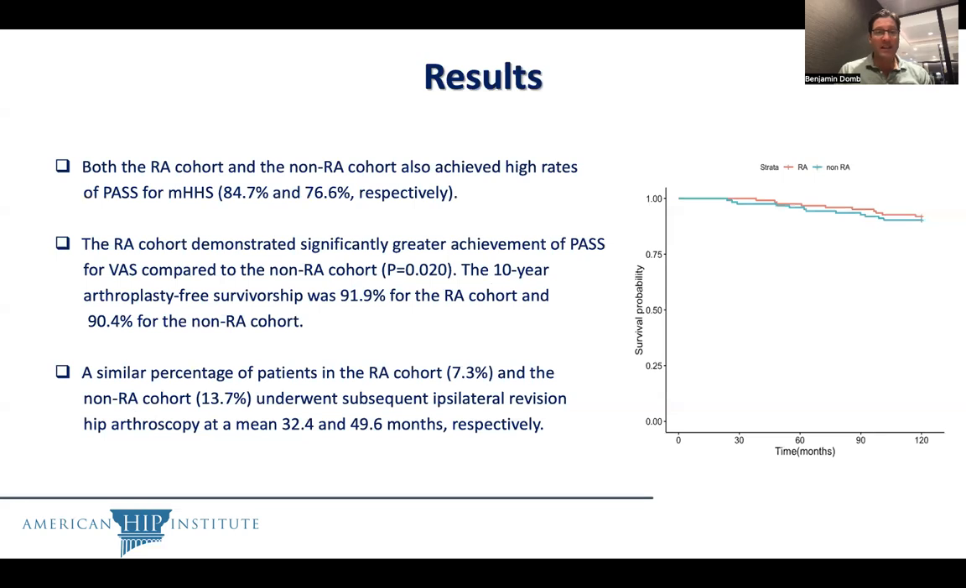The 10-year arthroplasty-free survivorship was 92% for the retroverted group and over 90% for the non-retroverted group, and a Kaplan-Meier survivorship curve is seen here on the right. A similar percentage of patients in the retroverted and control groups underwent ipsilateral revision arthroscopy.